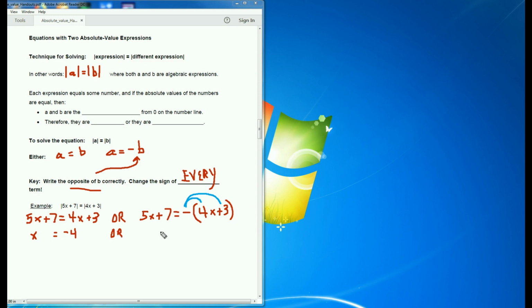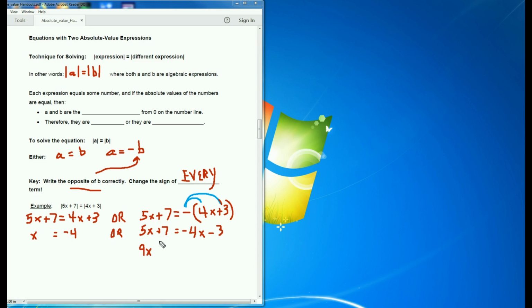Okay, let's just write this one out one more time. Remember, we have 5x plus 7 equals negative 4x, and then minus 3. All right, so to solve this guy, I'm going to add 4x to both sides. So plus 4x, plus 4x. So I end up with 9x over here.